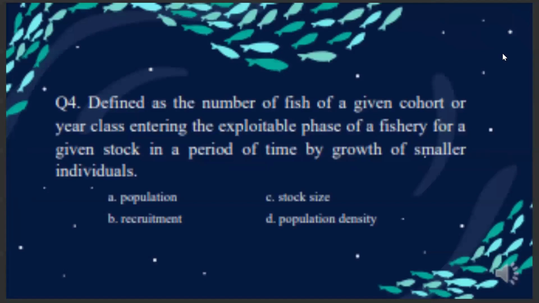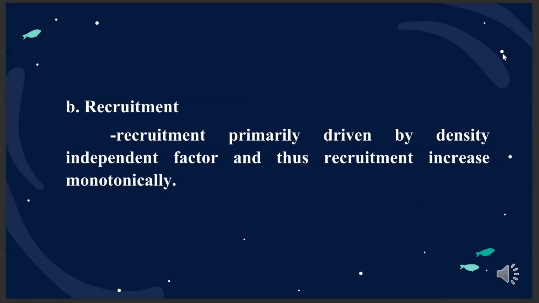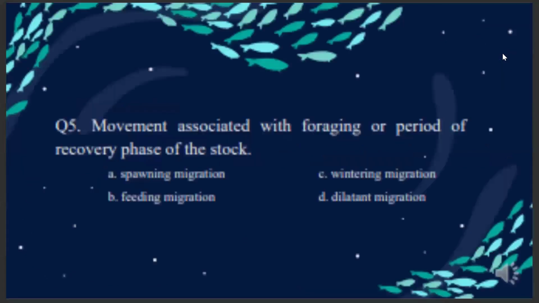Question number 4. Define as the number of fish of a given cohort or year class entering the exploitable phase of fishery for a given stock in a period of time by growth of smaller individuals. A. Population. B. Recruitment. C. Stock size. Or D. Population density. The answer is B. Recruitment. Recruitment is primarily driven by density independent factors, and this recruitment increased monotonically.